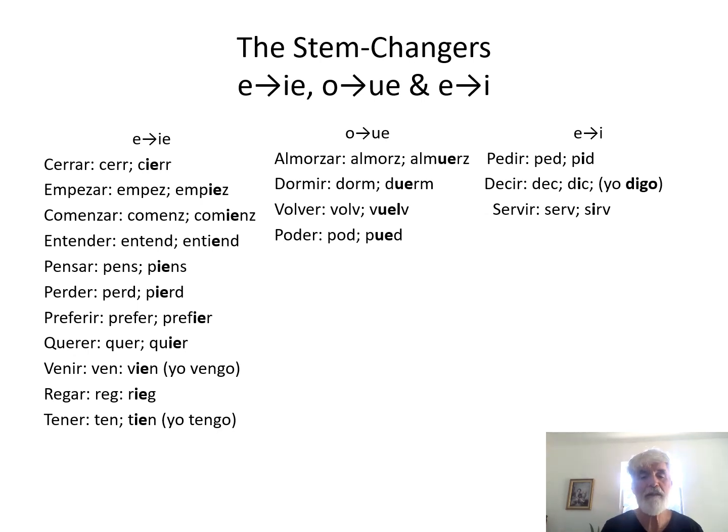Okay, let's look at some O to UE verbs. Here's an important verb, dormir, to sleep. The first stem is dorm. Okay, we just dropped the IR. But the most important stem, and the one we're going to be using mostly in our conjugations, the O goes to UE, so it becomes duerm. It's pronounced like where? Duerm. Okay.